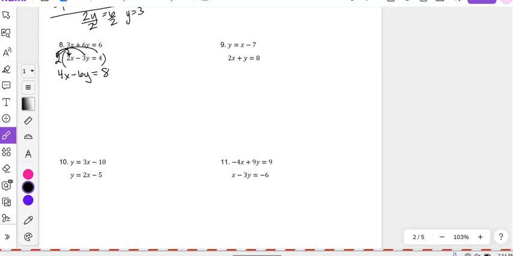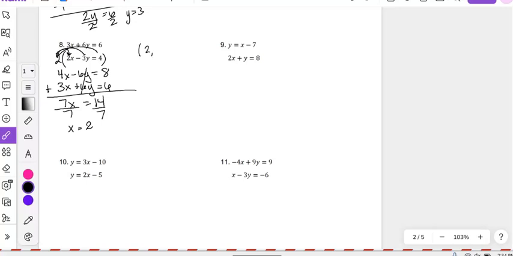And I rewrite the first equation again. And then I'm going to add, because they have opposite signs. So I have 4x plus 3x is 7x. Negative 6y plus 6y crosses out. 8 plus 6 is 14. I then divide by 7. X equals 2.